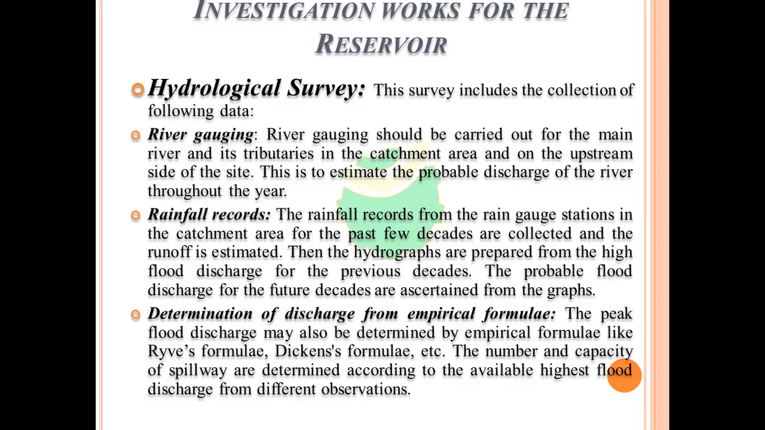Next, rainfall records. The rainfall records from the rain gauge stations in the catchment area for the past few decades are collected and the runoff is estimated. Then hydrographs are prepared from the high flood discharges of the previous decades. The probable flood discharge for the future decades is ascertained from the graphs.